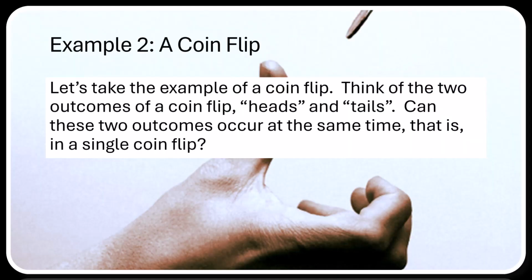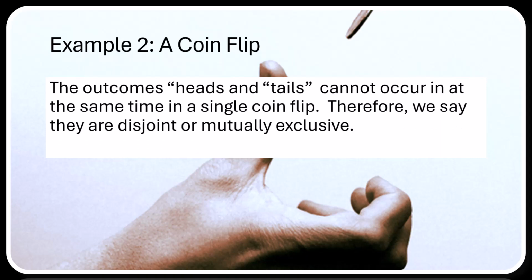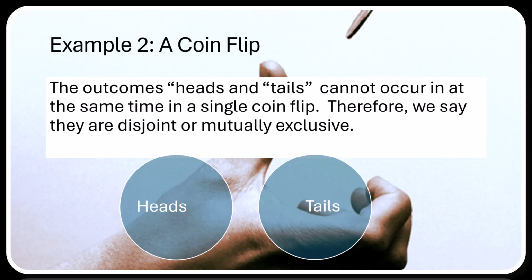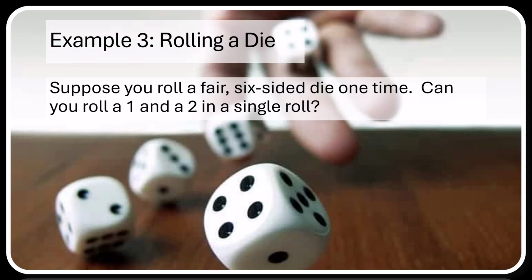Example 2. Let's take the example of a coin flip. Think of the two outcomes of a coin flip, heads and tails. Can these two outcomes occur at the same time, that is, in a single coin flip? The outcomes heads and tails cannot occur at the same time in a single coin flip. Therefore, we say they are disjoint or mutually exclusive. If we drew this situation as a Venn diagram, you would see that the two circles do not overlap because the events heads and tails cannot occur at the same time in a single coin flip.